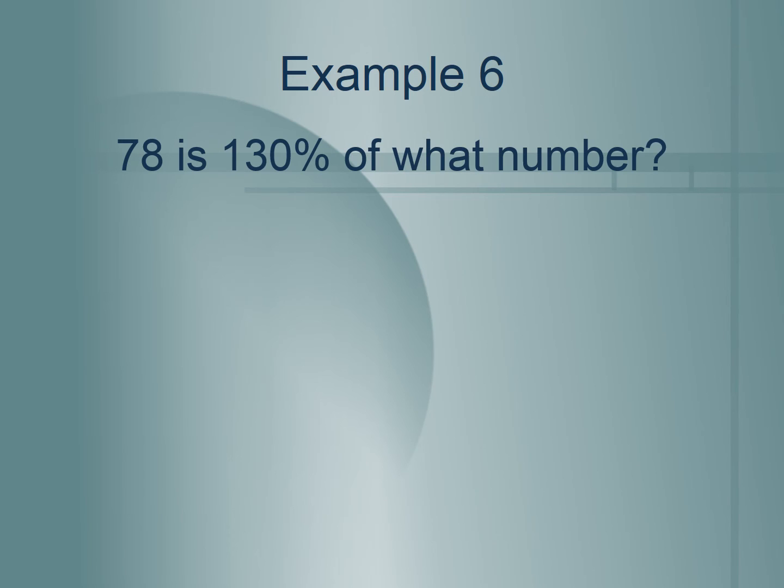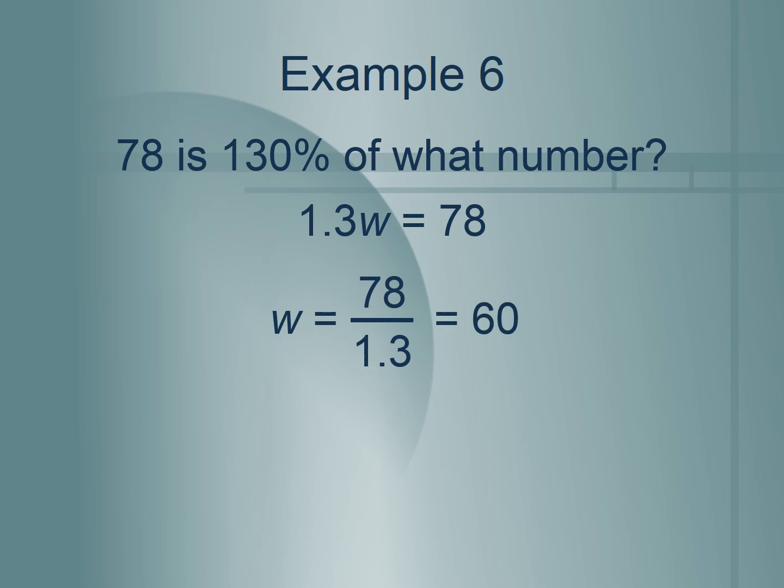Next example, 78 is 130% of what number? So here we have the part equals 78, and we need to do 130% times our whole number. As a formula, we have 1.3, which is our 130%, because we move our decimal over twice, times our whole equals our part, our 78. So now we solve for W, 78 divided by 1.3, and that is equal to 60.